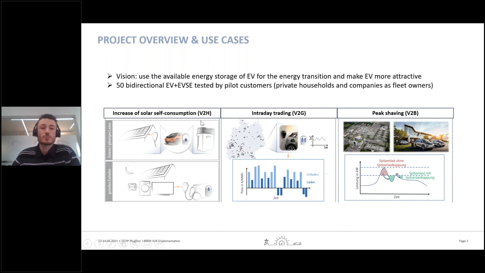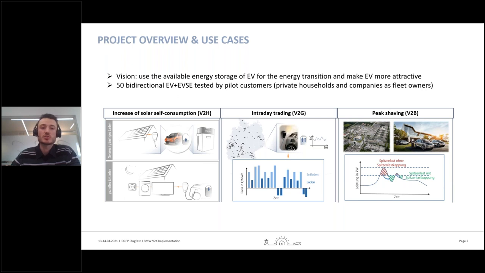So the shared vision of the project is to use the energy storage capacity of electric vehicles that is not used for the mobility to do different energy services that could help the energy transition and make electric vehicle more attractive by reducing the energy cost or by generating additional revenues. We will test 50 bidirectional vehicles with wallbox by private households and by fleet owners.